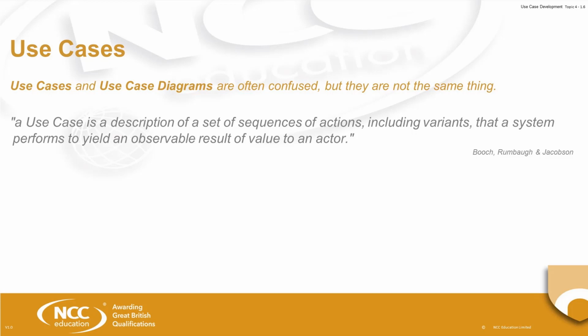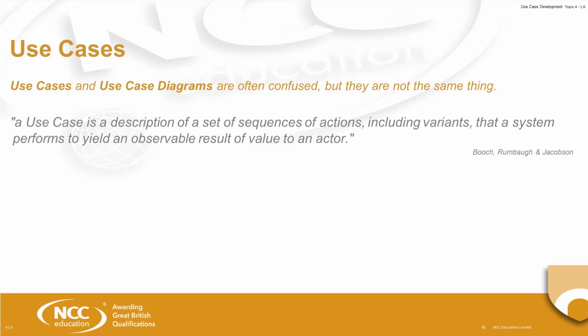So a use case is a description, first of all. It's a description of a set of sequences of actions. So there are a number of sequences of actions in a single use case, quite possibly. The set of sequences includes any variants of actions, and these are usually exceptional circumstances. For example, if we consider somebody withdrawing money from an ATM, then at some point during the transaction, before they've withdrawn the cash, they might decide that they want to cancel the transaction. So the cancellation of the transaction would be a variant on the sequence of actions.